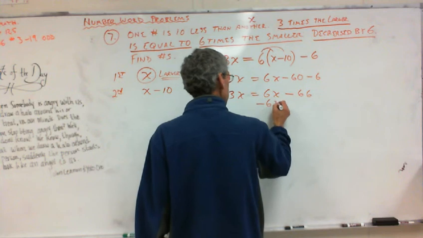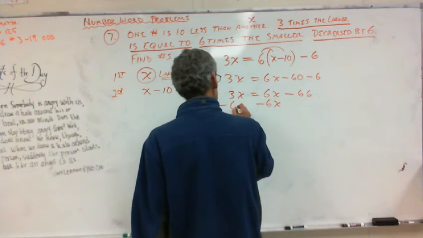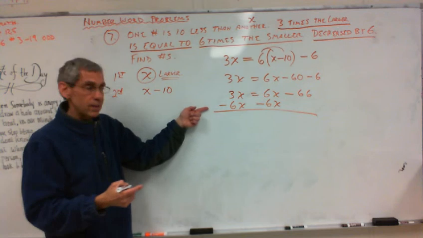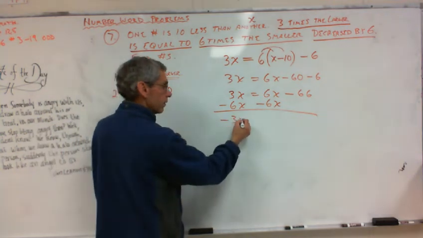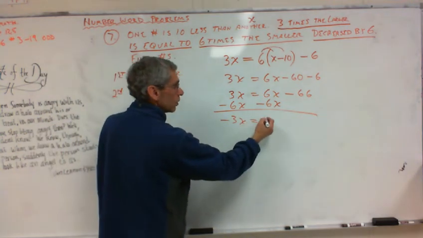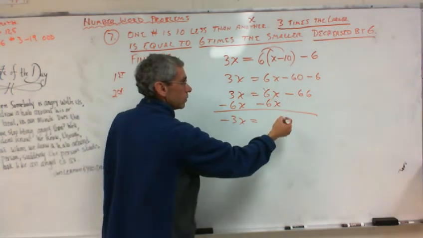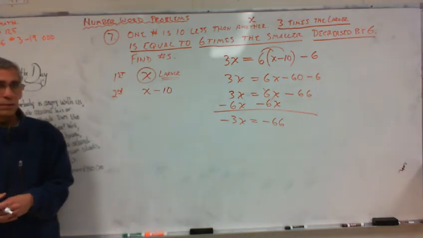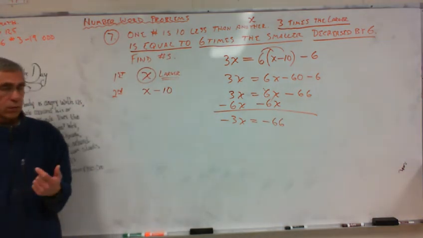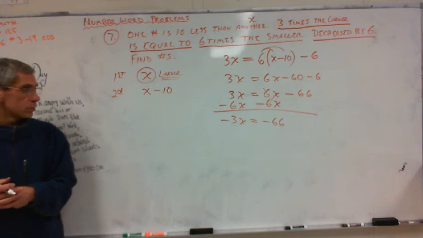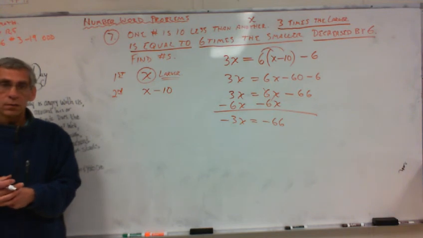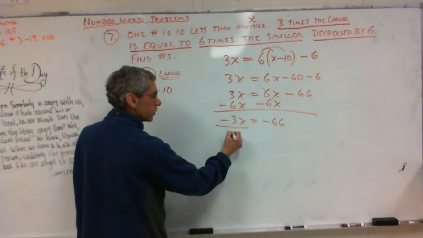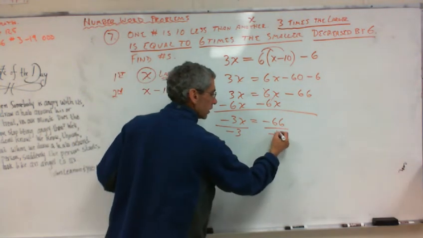Now watch this, guys. We're going to end up having negatives, and that's okay. But we have 3x's minus 6x's is negative 3x's, right? Is equal to, those cross out, negative 66. Right? Now what do we do? Thorne, what would you do? You divide by negative 3. Divide both sides by negative 3.